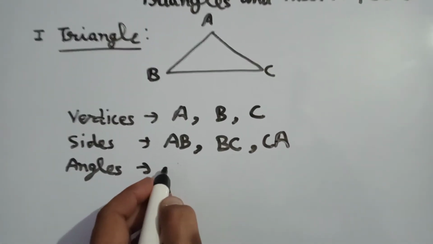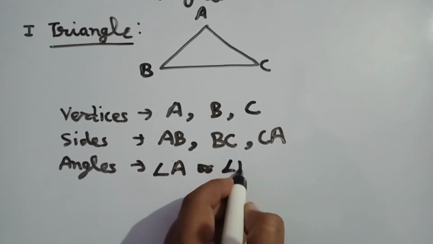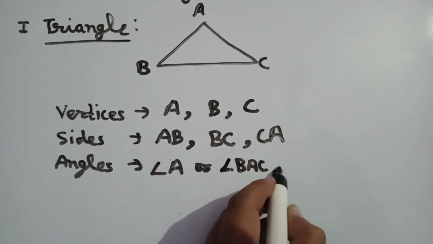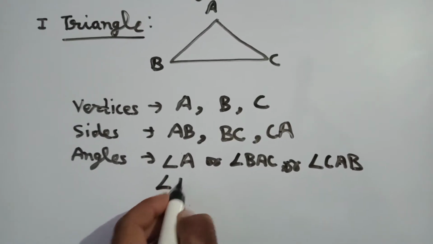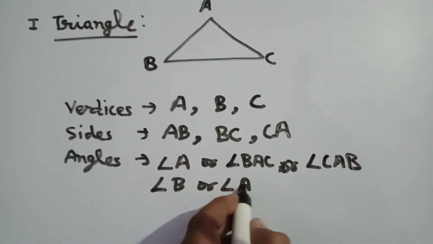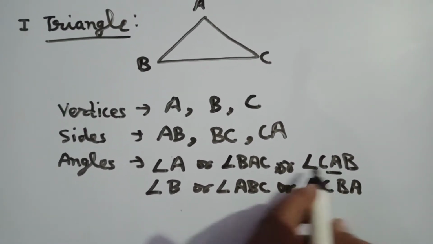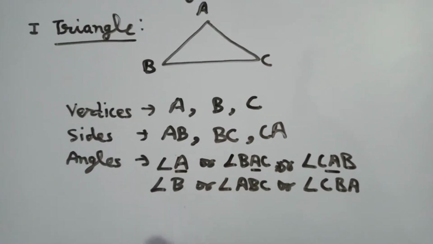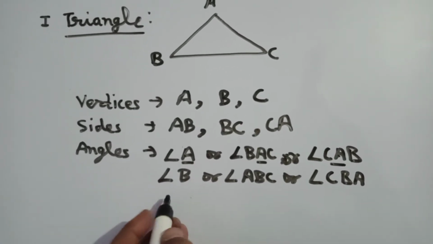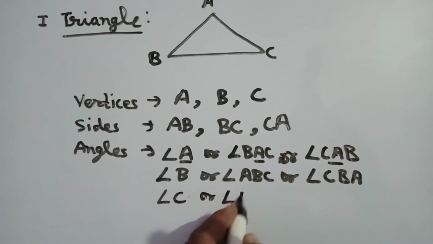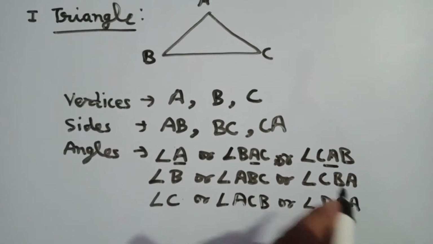And the angles of the triangle are angle A or angle BAC or angle CAB, angle B or angle ABC or angle CBA. The middle letter is the vertex where the angle is shown: angle C or angle ACB or angle BCA. These are the parts of a triangle.